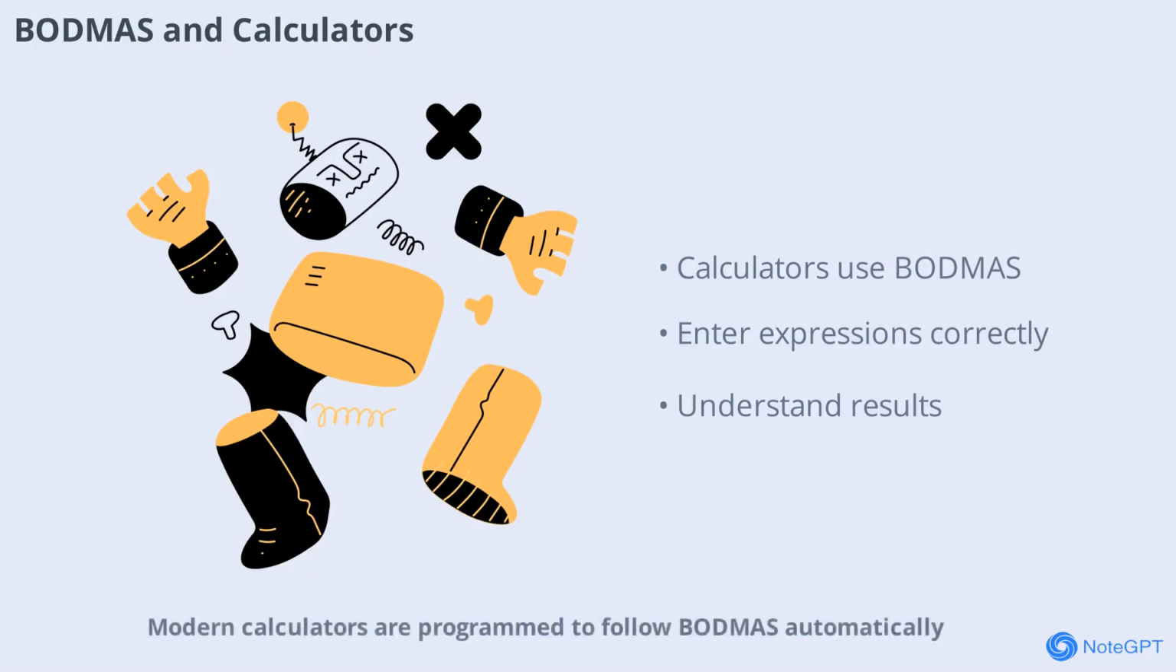Modern calculators are programmed to follow BODMAS automatically. When you enter an expression, the calculator uses the correct order of operations to give you the right answer. However, it's still important to know BODMAS yourself so you can enter expressions correctly and understand the results. Trust your calculator, but trust your own knowledge too.